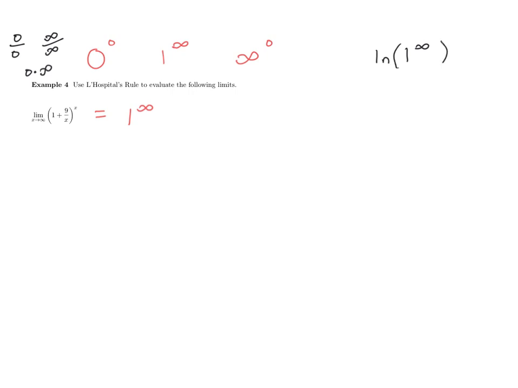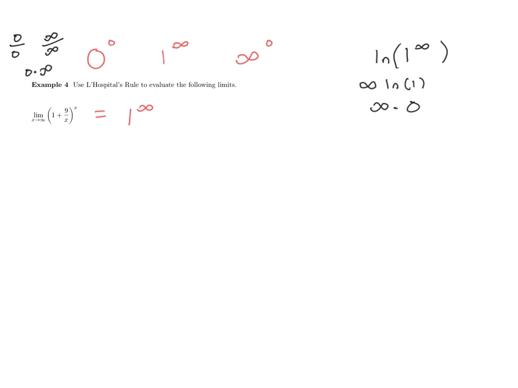Now, we have a property of logarithms that says you can bring that infinity down front, like this. So basically, 1 to the infinity will be equivalent to the natural log of 1 to the infinity, which is equivalent to infinity times the natural log of 1. And what's the natural log of 1? It's 0. You can convert this into this, which is an indeterminate form.